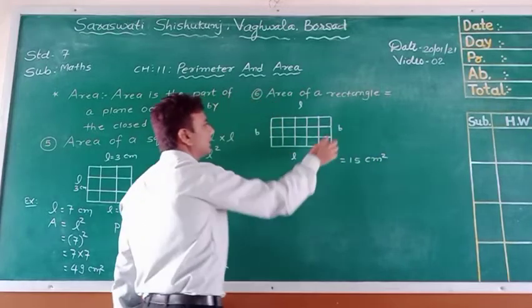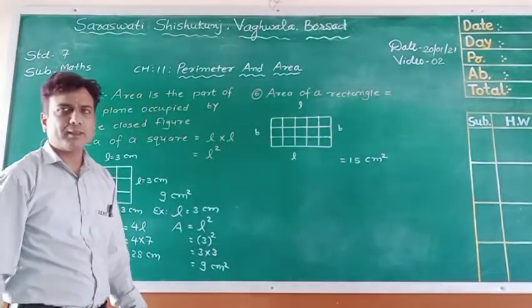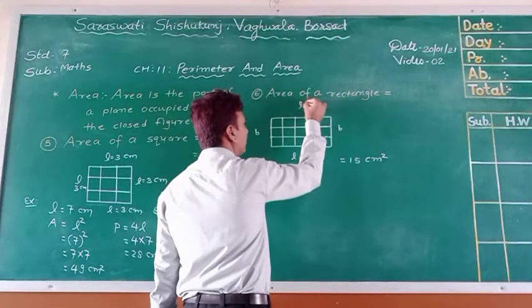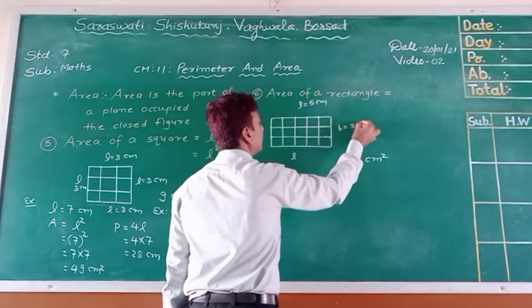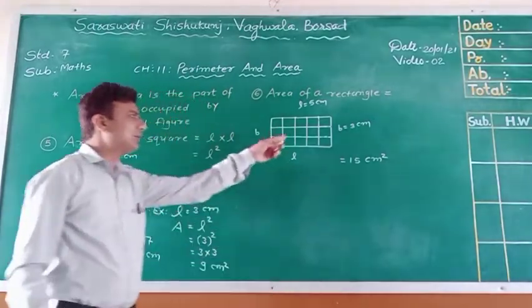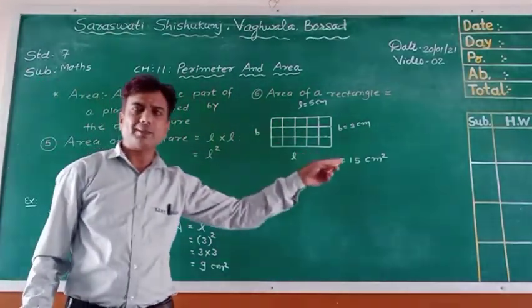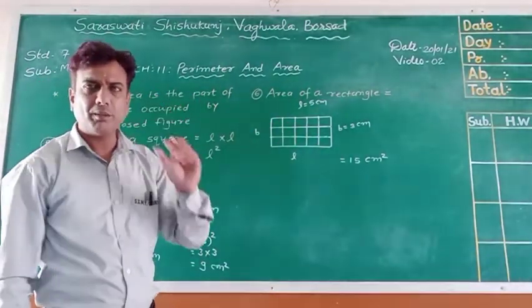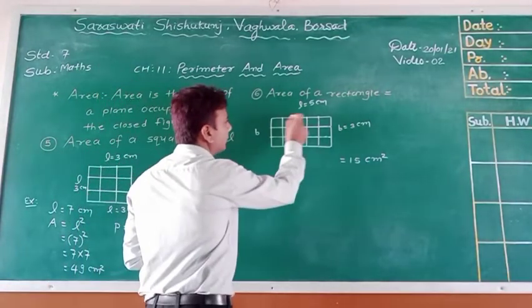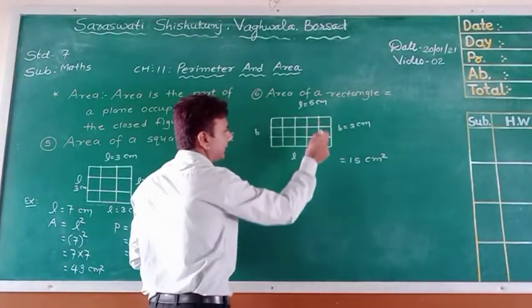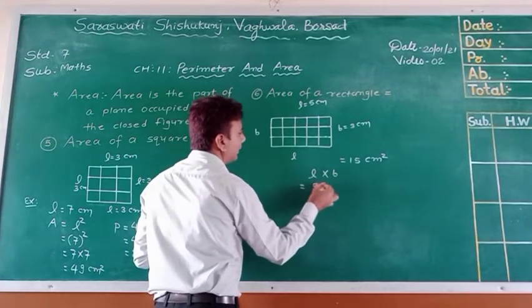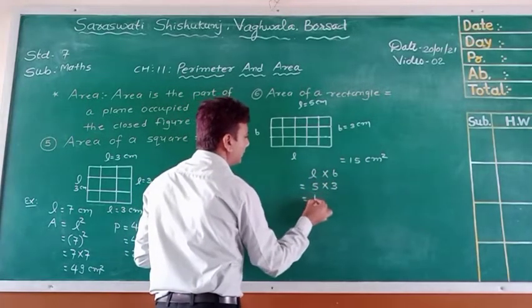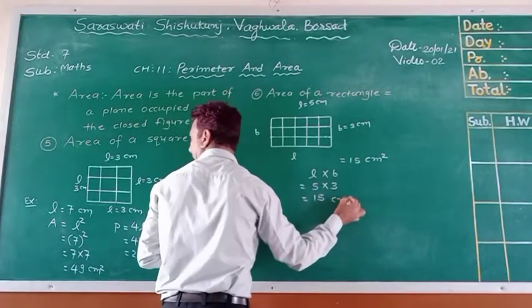Area of this rectangle equals 15 centimeters square. This length, suppose 5 centimeters, and this breadth is given as 3 centimeters. But without counting these squares, we want to find its area. So simple, we can find it. Simply we have to multiply this length and breadth. See, length multiply breadth, 5 multiply 3, 5 threes are 15 centimeters square.